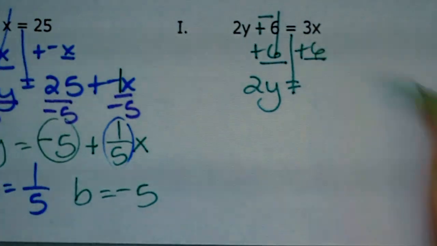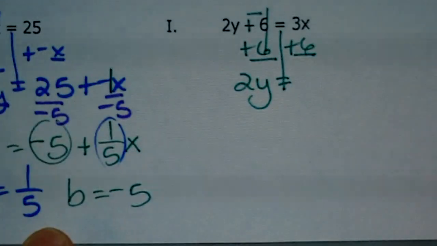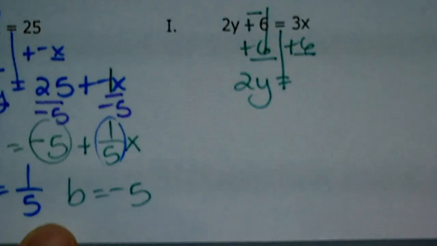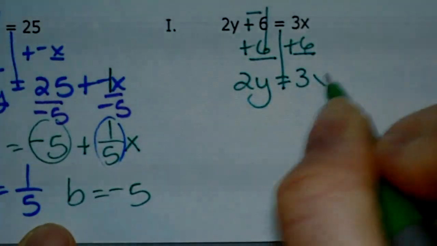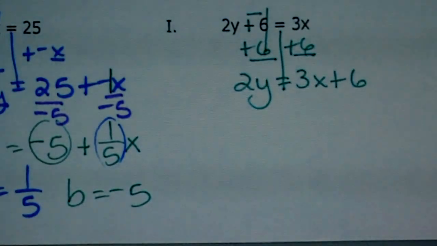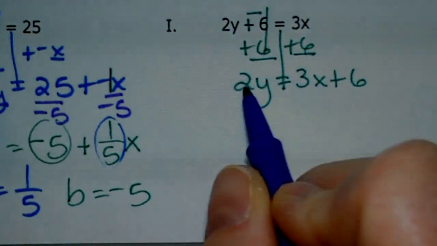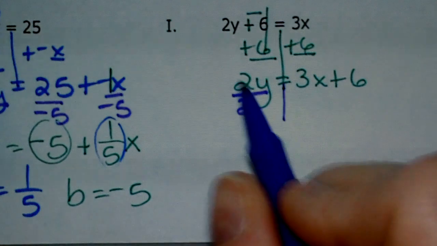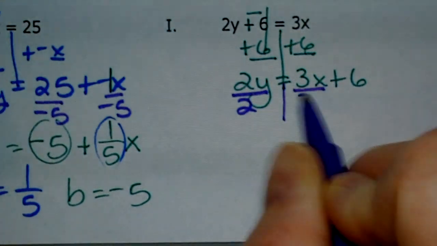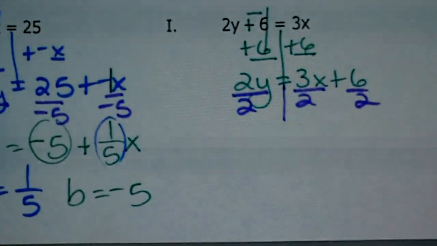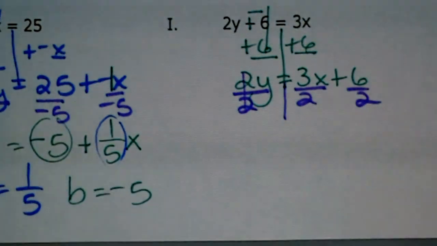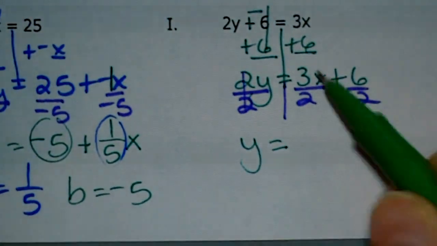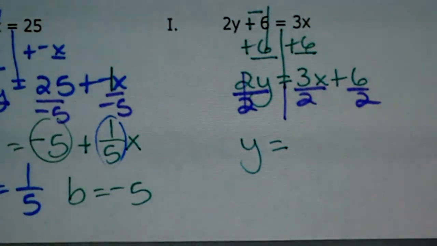2y equals, this is not 9x. It's not. 6 doesn't have any x's. So I'm going to rewrite this as 3x plus 6. Okay, y is still not by itself. I need this 2 to go away. It's being multiplied, so I'm going to divide. Whatever I divide this side by, I have to divide every term by it over here. Those cancel out. I am left with y by itself, and I have 3 halves x.